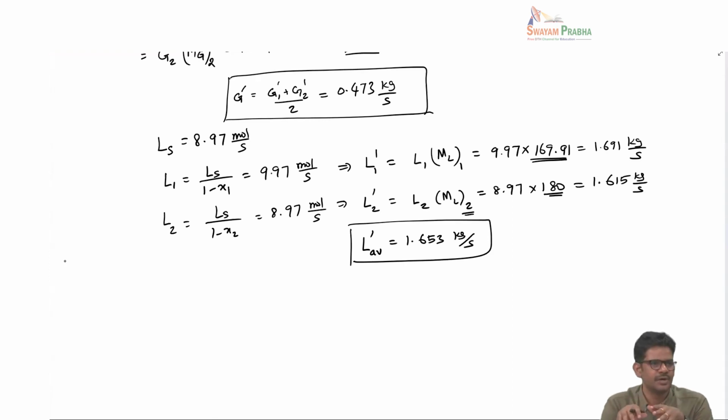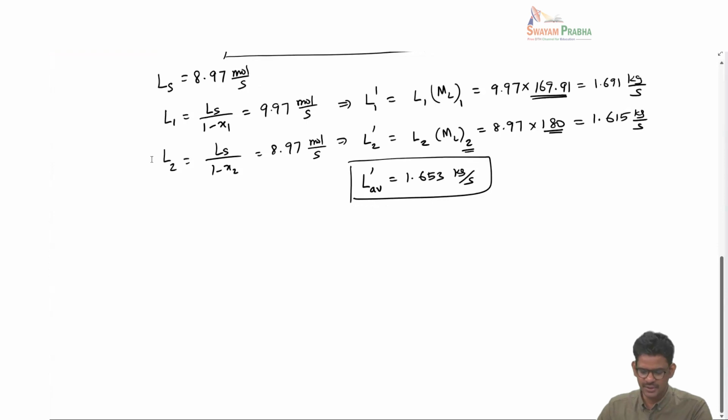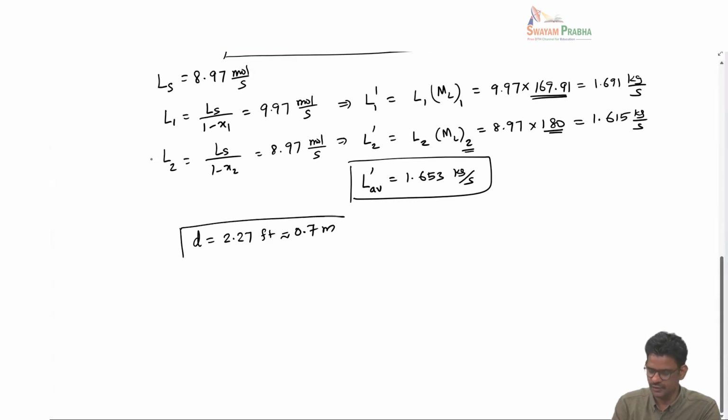Once you know these mass flow rates, you can convert them into English units. You can use this capacity factor from the chart, and then you can get the area, and from there you can get the diameter. From here onwards, I assume that you know how to do this, so I'll directly give the value of the diameter of the column D. It comes out to be something like 2.27 feet, or approximately 0.7 meter. This is for you to check.